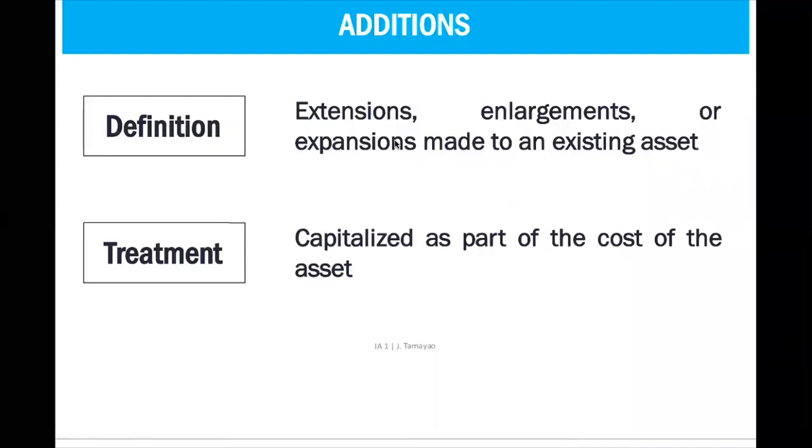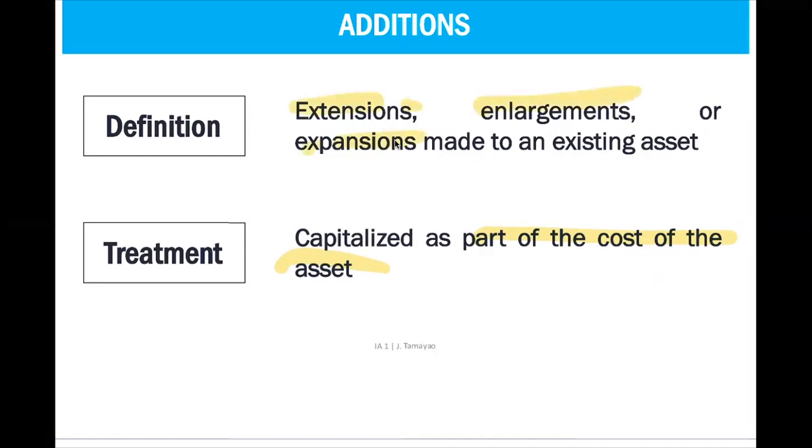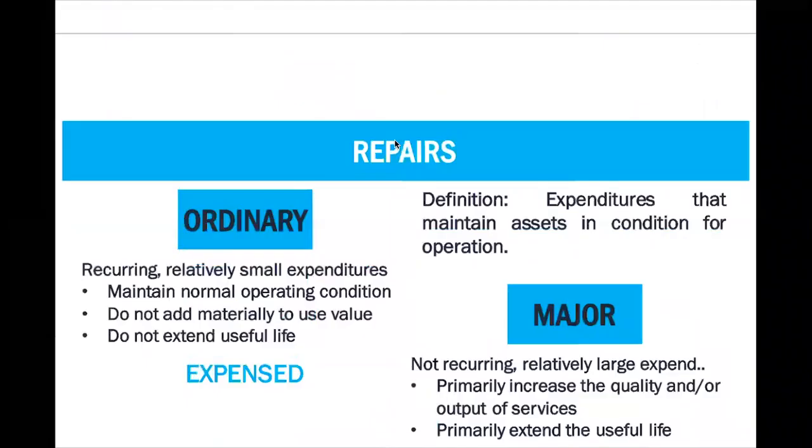The treatment is, it will be part of the cost of the asset. Why? Because there will be a future economic benefit on that particular veranda. There is an expansion, extension, or enlargement. So additions should be capitalized.